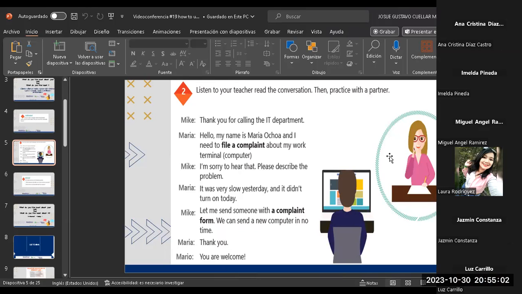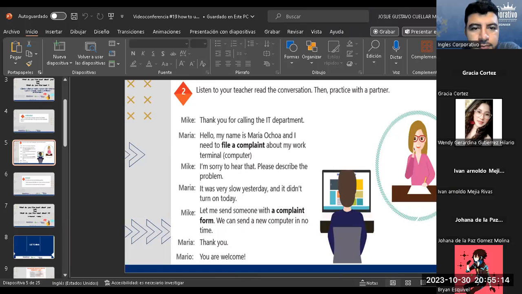Okay, ya. Ahorita veo. No sé si es la del complaint form. Ajá. Esa sería, ¿verdad? Yes, that's it. Yes, let me send someone with a complaint form. We can send a new computer in no time. O sea que antes, ¿verdad? De todo, también el formulario que se tiene que hacer, the paperwork, el papeleo, él dice, ¿verdad? We can send a new computer. Podemos enviar una computadora. So that's it. So it's a solution in progress. Thank you, Ricardo.